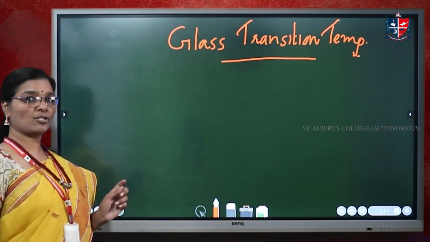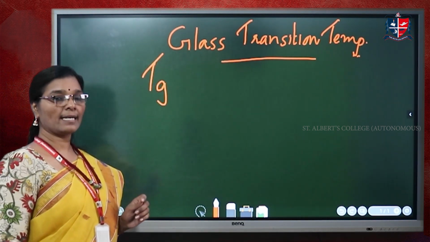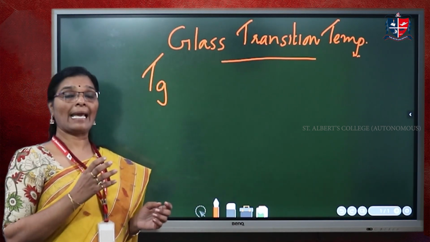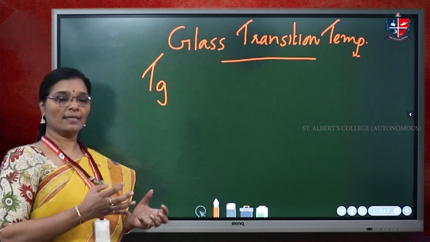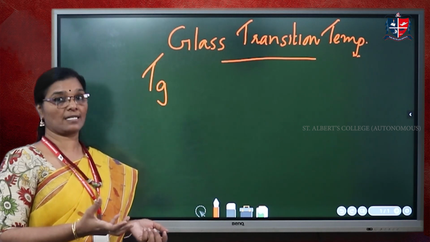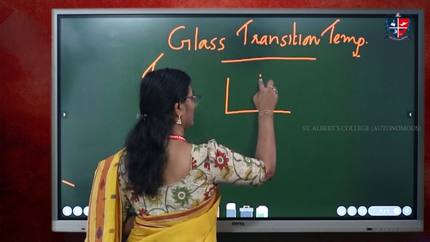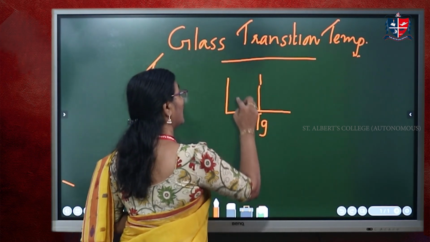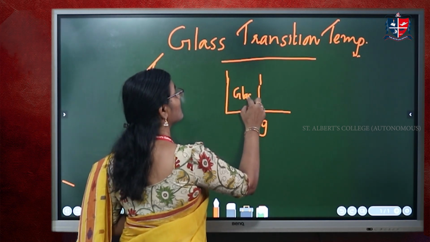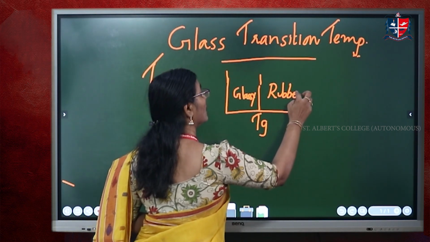Glass transition temperature is denoted by the letter Tg. The glass transition temperature is a temperature below which a polymer exists in a glassy state, a rigid state, and above which it exists in a rubbery state or flexible state. So, below Tg the polymer exists in a glassy state, and above it the polymer exists in a rubbery state.